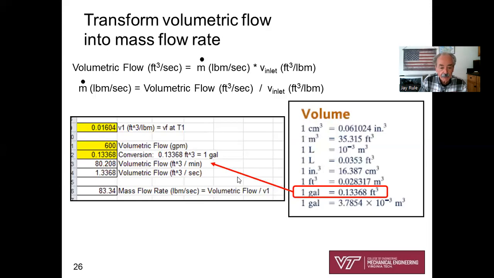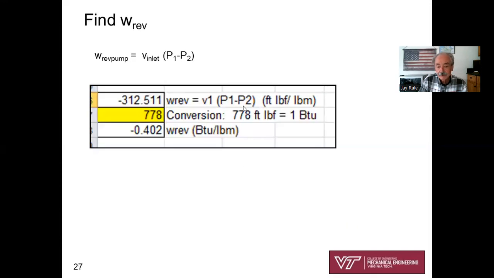Oh gosh, did I show my pressure? I'm sorry, I have to get those pressures converted to pounds per square foot, and I haven't shown it on the slide, but I have on the solution. Conversion: 778 foot-pounds force is 1 BTU. So I'm going to take 312 divided by 778 to get my reversible work as negative 0.402 BTUs per pound mass. Since I didn't show my work for P1, what's the pressure at P1? 14.7. I would take 14.7 pounds per square inch and multiply by 144 to get pounds per square foot.